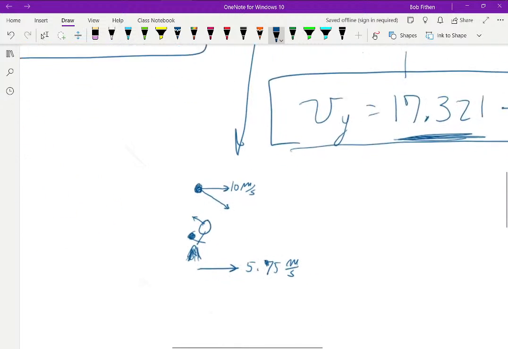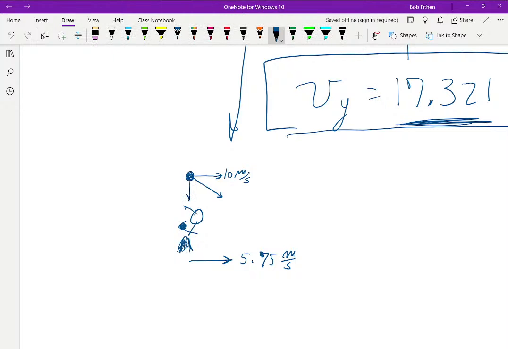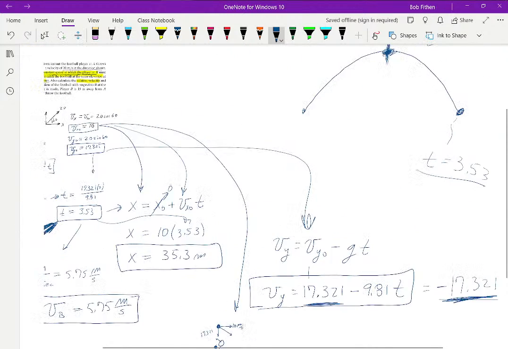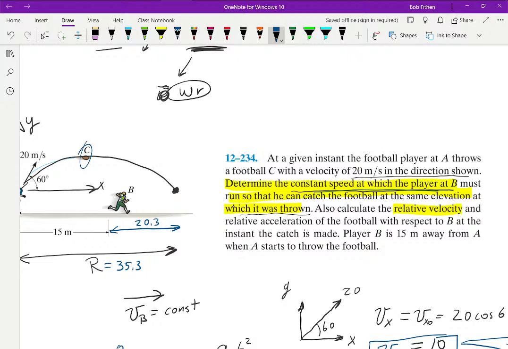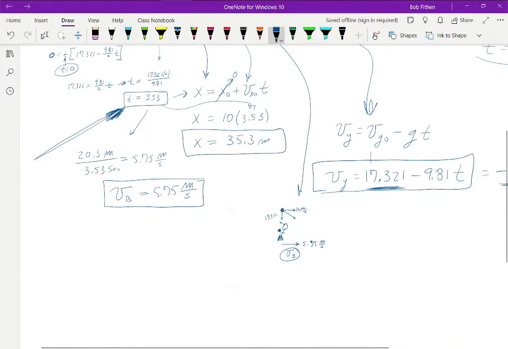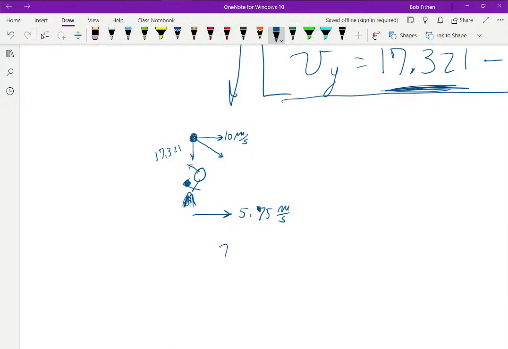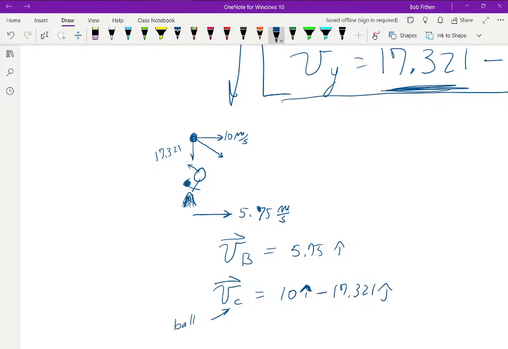So I have the velocity of the ball, 17.321. This is weird, but B is the guy, and the ball he's labeling as C. So in vector form, the velocity of B is 5.75 I, and the velocity of C, which actually is the ball, is equal to 10I minus 17.321 J.